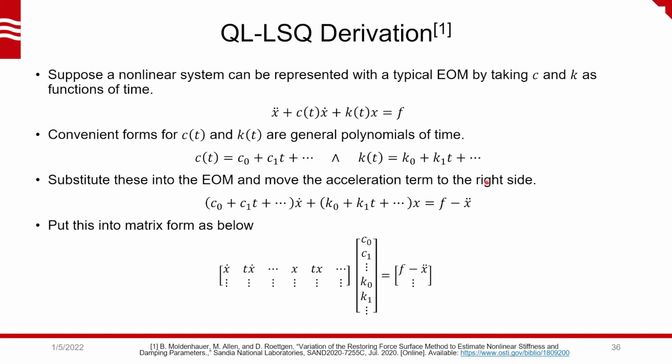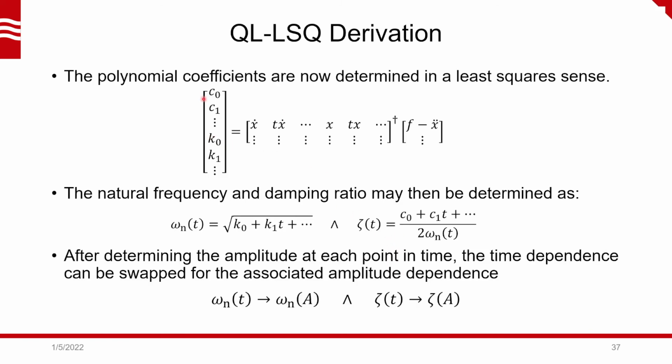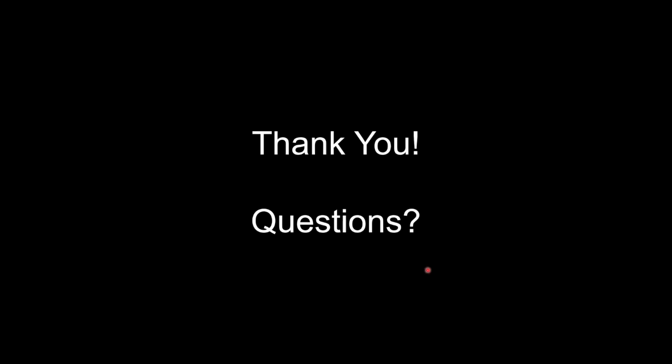So assuming stiffness and damping aren't constant, you can represent them as an arbitrary polynomial. You can set up the equation of motion as a least squares solution for the coefficients of that stiffness and damping polynomial. And then from those you can back out what the stiffness and damping are. And if you know what the amplitude is at each point in time, you can then back out the amplitude dependence. So yeah, that's what I have, and I look forward to hearing your questions.